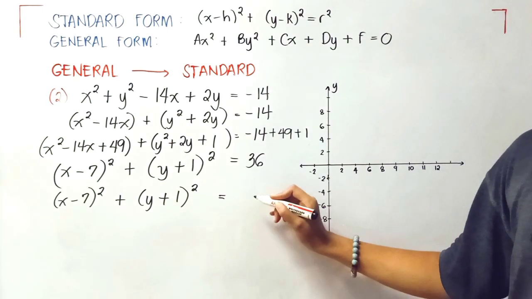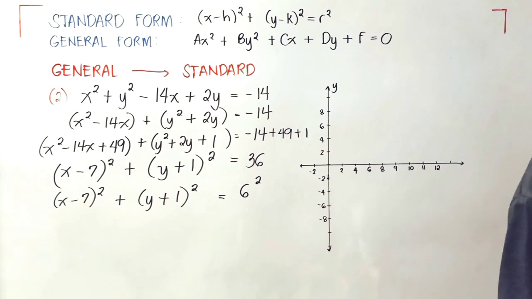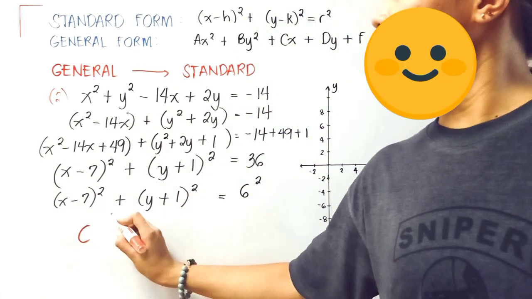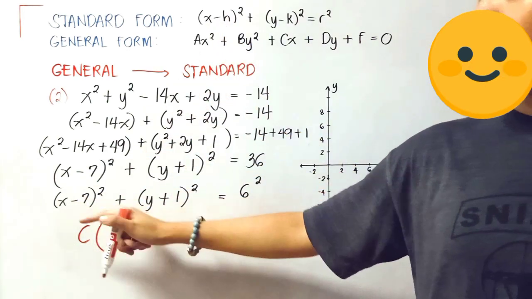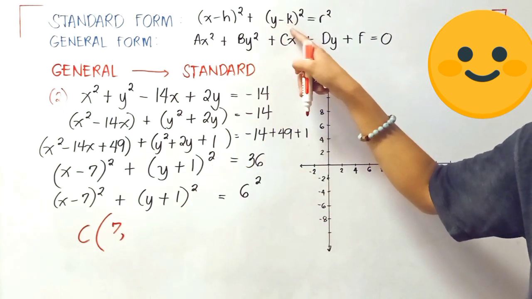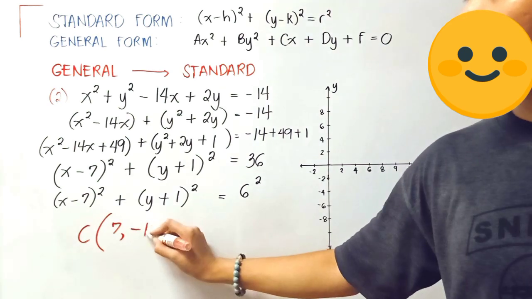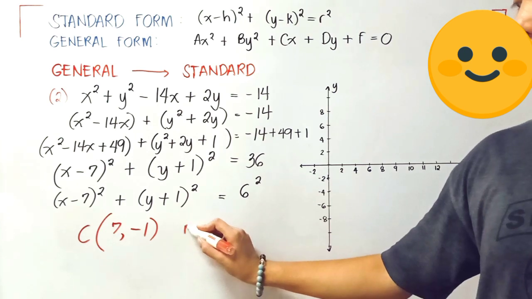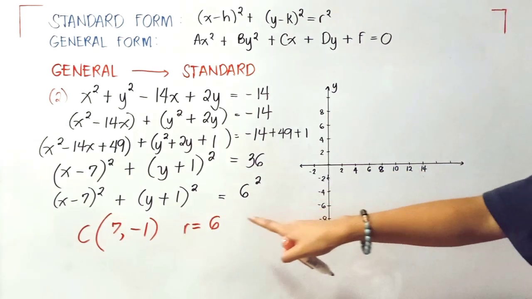And then this is 6 squared, because 6 squared is equal to 36. We now have the value of our center, and that is our h is 7, and our k is, since that is negative and this is positive, so it's -1 again because negative times negative is positive, and our radius is 6. Let us now plot the points.